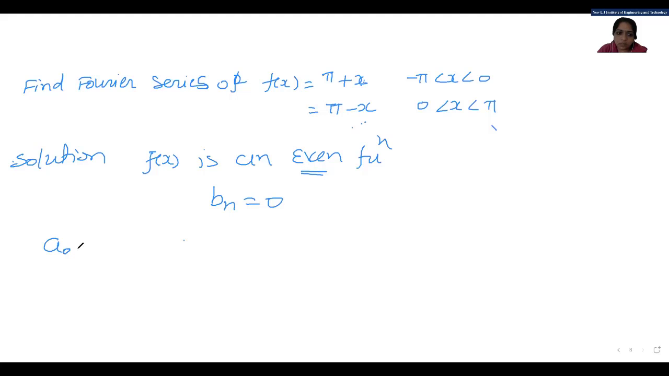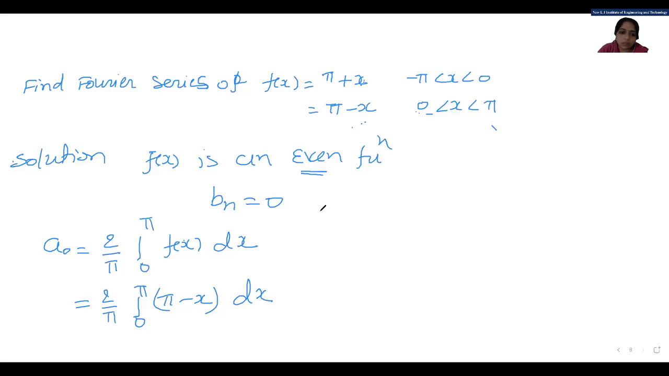So let's start with a0. The formula for even function for a0 is 2 by pi, integral 0 to pi, f of x dx, right? Students, please see carefully here. As our integral is 0 to pi, what is our function? Our function is just pi minus x for 0 to pi. So we have to substitute pi minus x only.